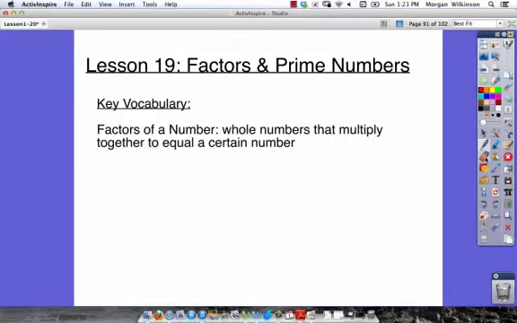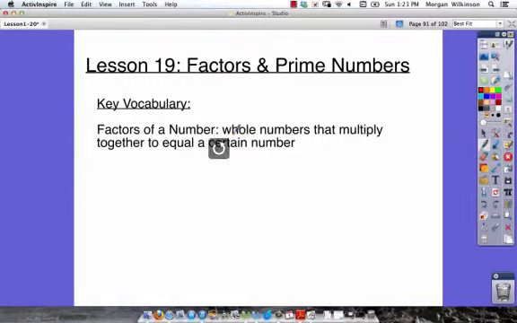Lesson 19 is all about factors and prime numbers. And our first key vocabulary word that we have is actually a phrase, and it's factors of a number. What we're going to write down today for this factors of a number definition is whole numbers that multiply together to equal a certain number. Again, that's whole numbers that multiply together to equal a certain number.